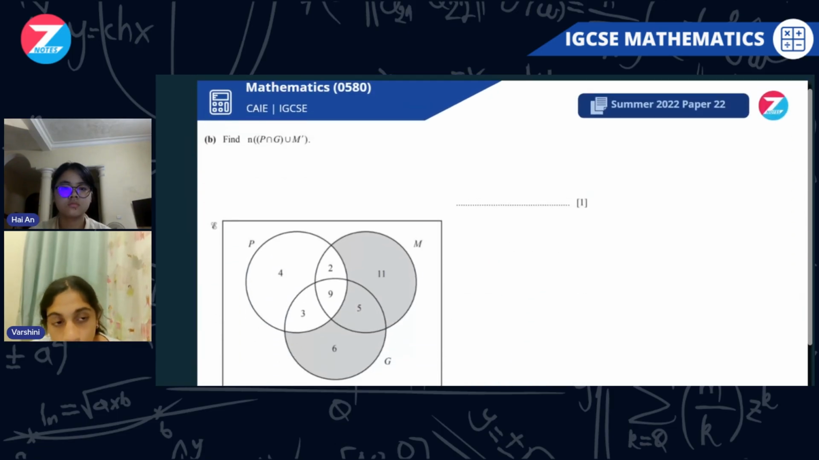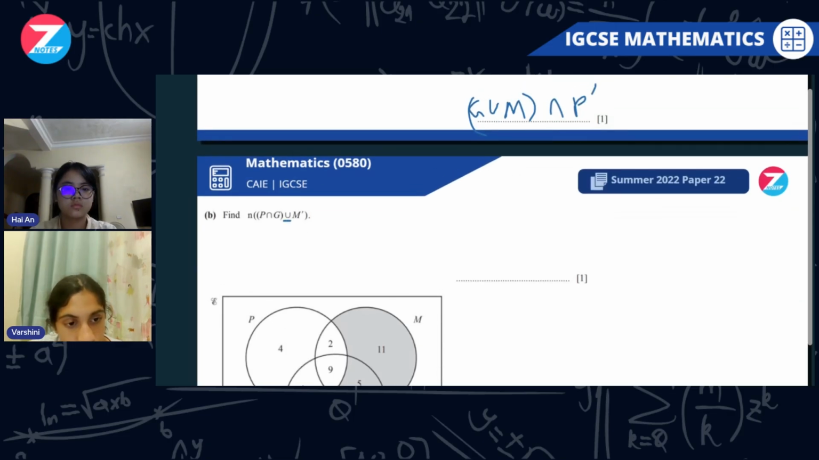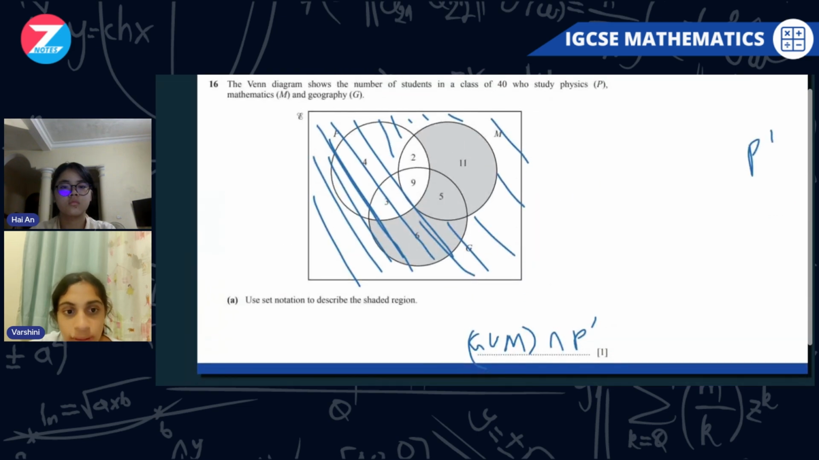Okay, now we also want this along with the union, whatever comes in P intersection G, and we know the intersection area between P and G is this bulb.